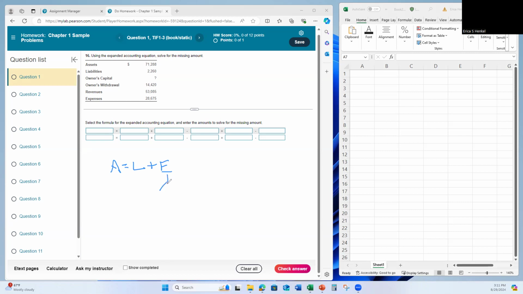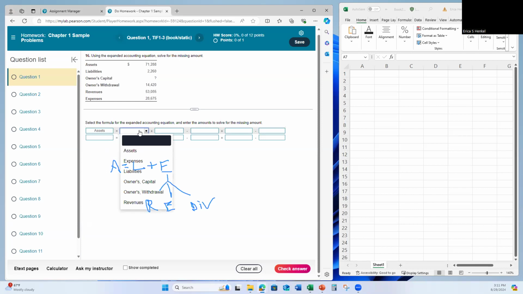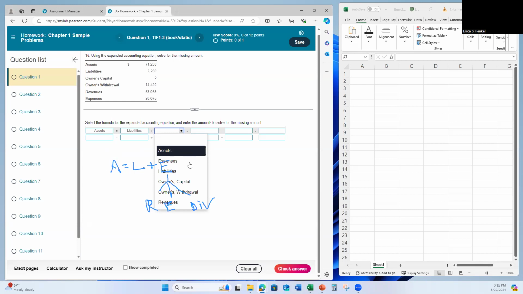And the subcomponents for equity include revenues, expenses, and owner withdrawals or dividends. All right. So those are our basic components that we're looking at here. So they were kind enough to give us the drop downs here to select from. So liabilities plus owner's capital. Sorry, owner's capital is the fourth component here. So that would be the money that owners invest.